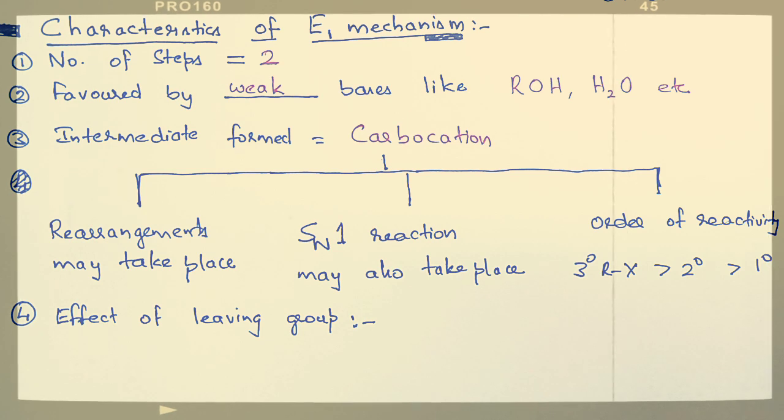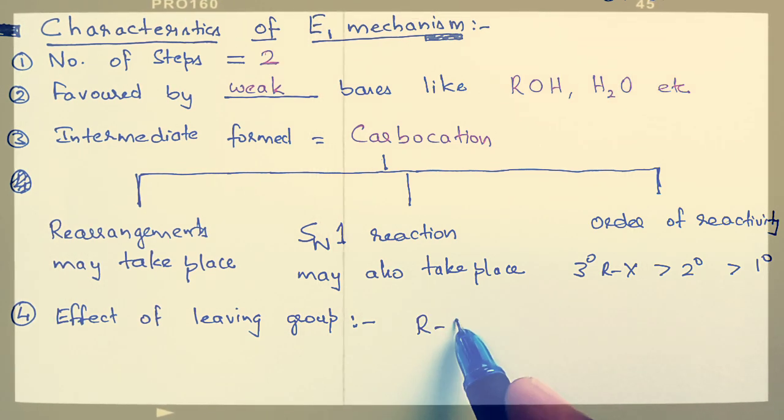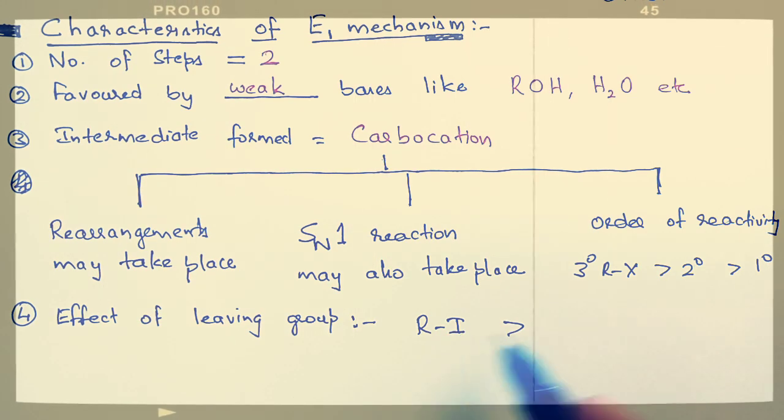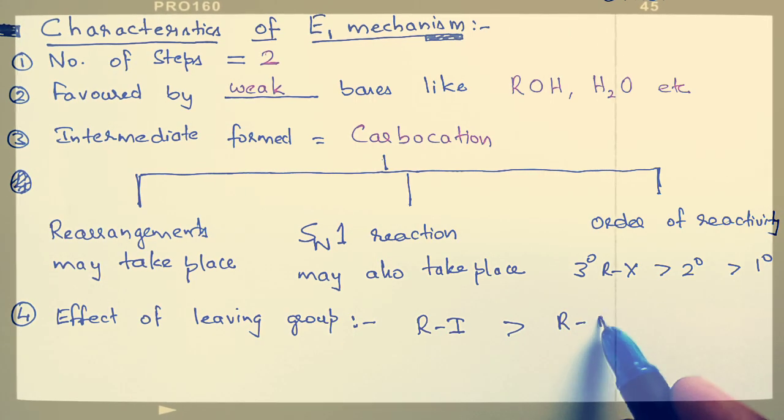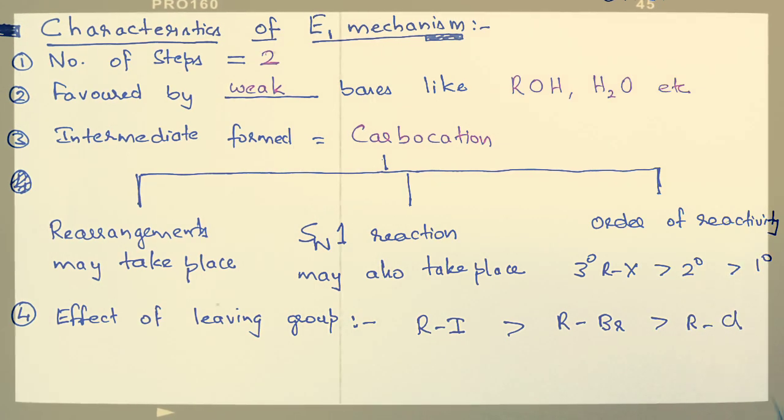Now effect of leaving group. Iodide is a very good leaving group, therefore alkyl iodide is more reactive than alkyl bromide, which is more reactive than alkyl chloride.